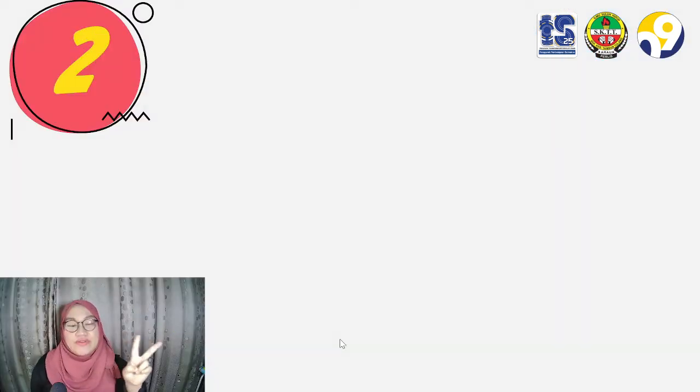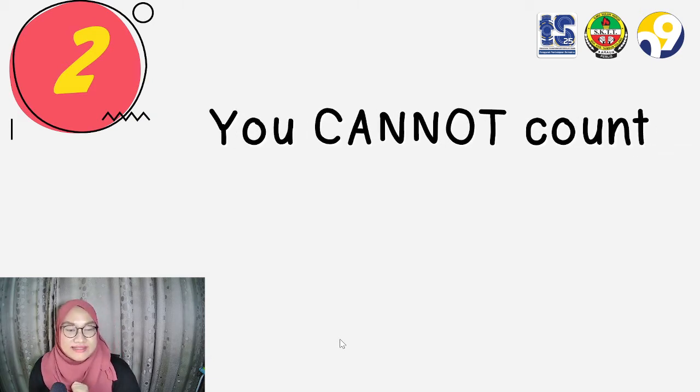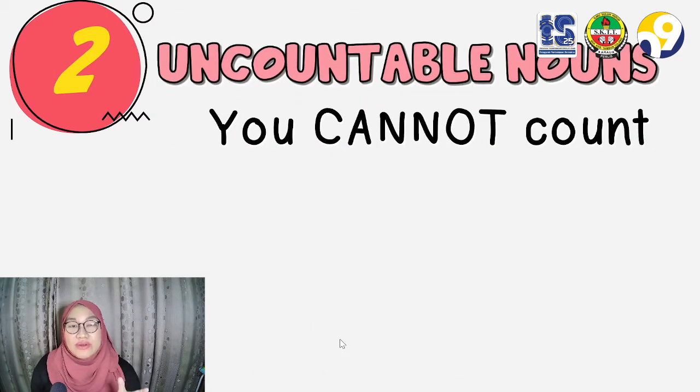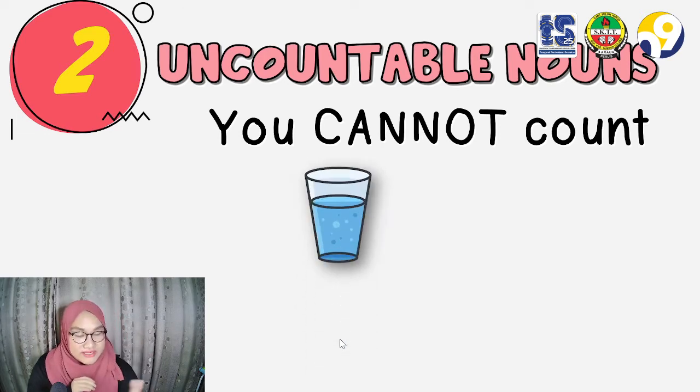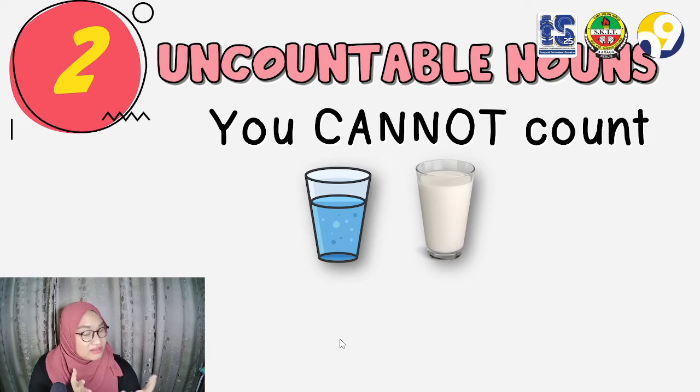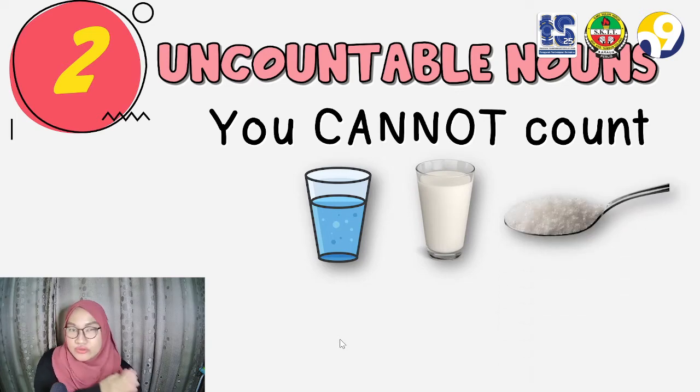Next, the second type of noun, we have what we call the uncountable nouns. So, berlawanan dengan countable noun, uncountable noun adalah benda yang kamu tidak boleh kira. For example, water, milk, sugar, and so many more.